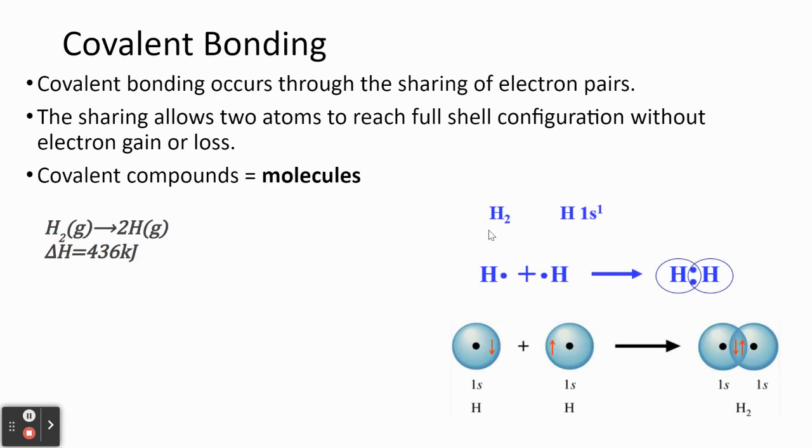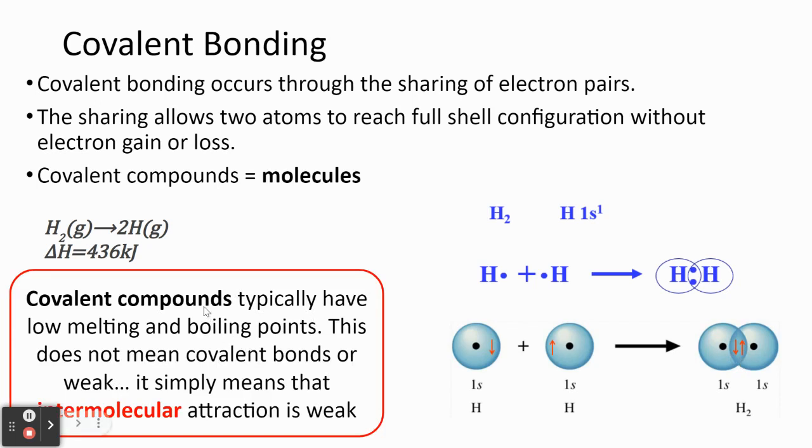So how does it work? Hydrogen is H2. Well, each hydrogen only has 1 electron, so its electron configuration is 1s1. If they overlap energy levels, now each hydrogen is sharing a pair of electrons between the two, and that makes that molecule stable. Covalent compounds typically have low melting points and low boiling points. That doesn't mean that covalent bonds are weak, though. It means that the forces that are holding the individual molecules together, which we refer to as intermolecular attractions, are weak.